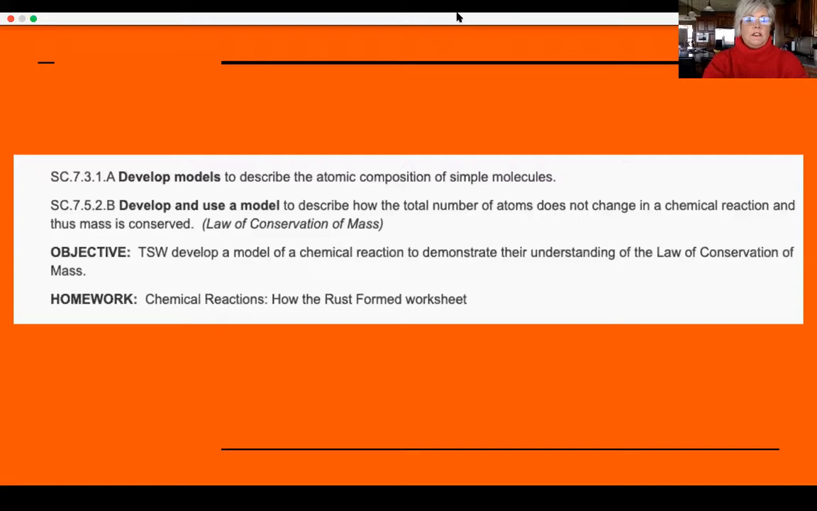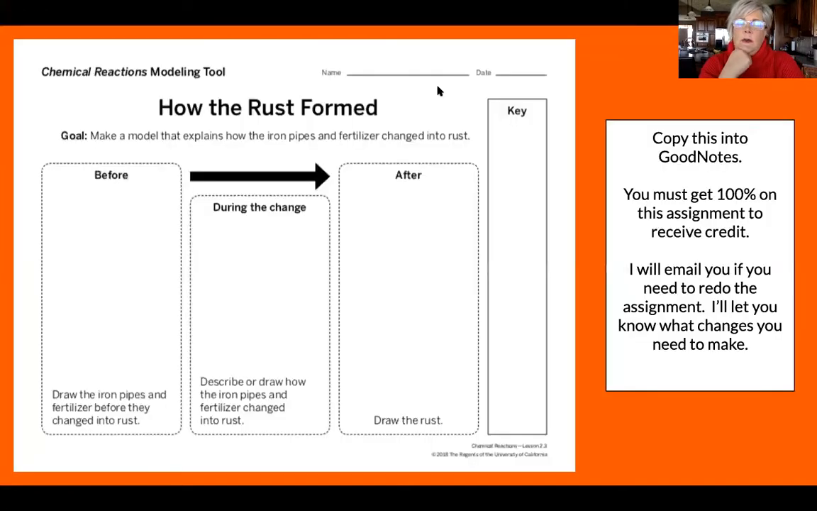Our objective today is the student will develop a model of a chemical reaction to demonstrate their understanding of the law of conservation of mass. And your homework, and yes, you have homework today, is the chemical reactions, how the rust forms worksheet. Let's get in here and I'll show you. This is from Amplify, and I decided to use the worksheet from Amplify because you guys are familiar with the iron pipes and the fertilizer.